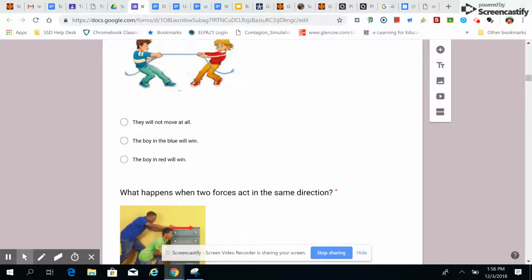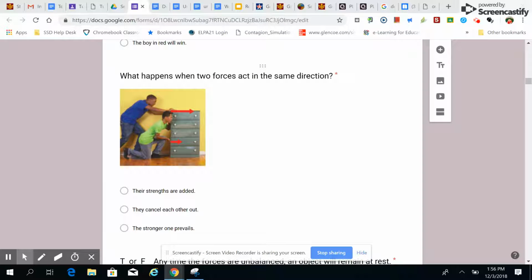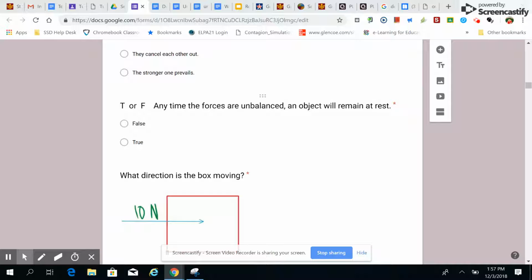What happens when two forces act in the same direction? The strengths are added. They cancel each other out. The stronger one prevails. True or false? Anytime the forces are unbalanced, an object will remain at rest. False, true.